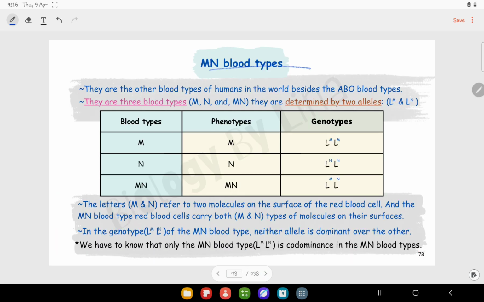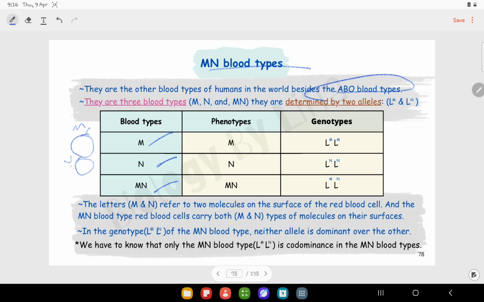The MN blood types, we said they are another blood type group. As we said before, besides the ABO blood type, we also have the MN blood type. There are three types of the MN blood type: M blood group, N blood group, and MN blood group. As we said, if on the surface of the red blood cell they have the M molecule, their blood group will be M.